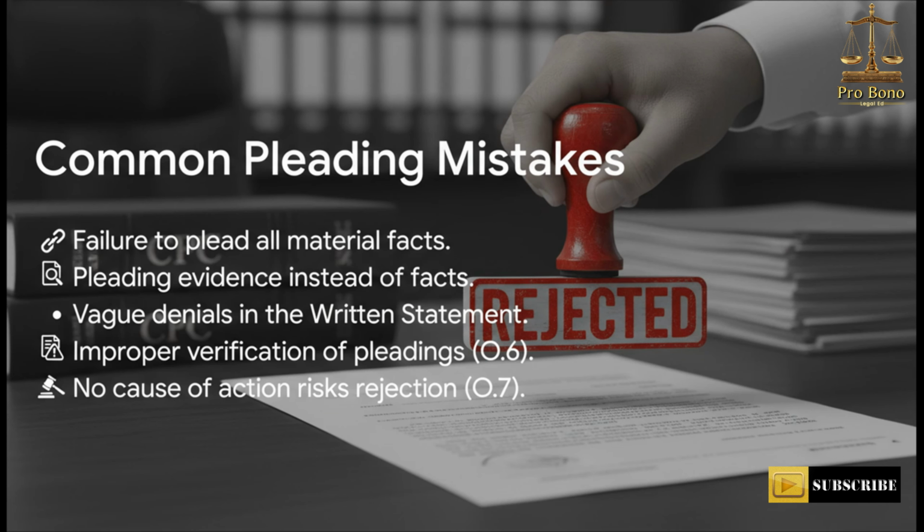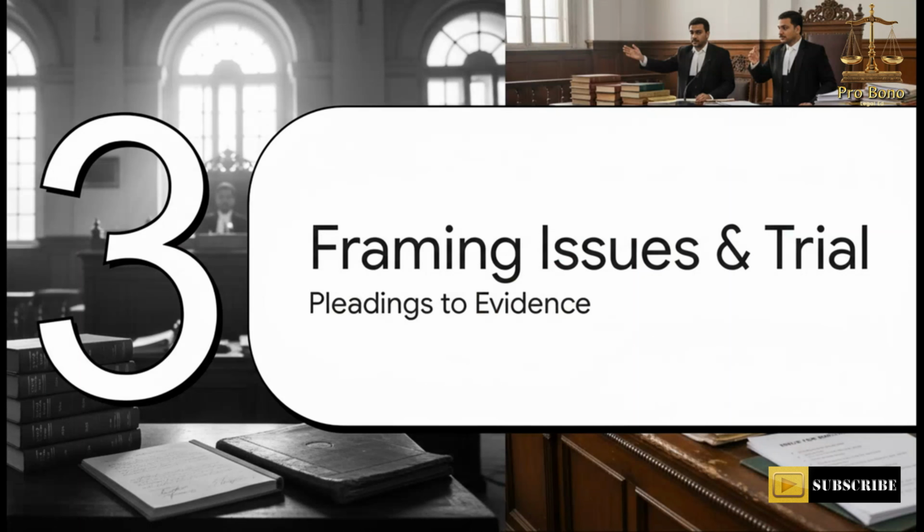Well, these errors are unfortunately frequent, and they can be fatal to a case. If you fail to plead a material fact, you may be barred from leading evidence on it later. If you plead evidence instead of facts, you've made a fundamental error. Vague denials are treated as admissions. An improper verification can render the entire pleading defective. And, most critically, a plaint that discloses no cause of action is liable for summary rejection under Order 7, Rule 11.